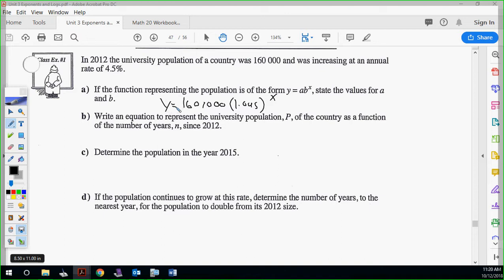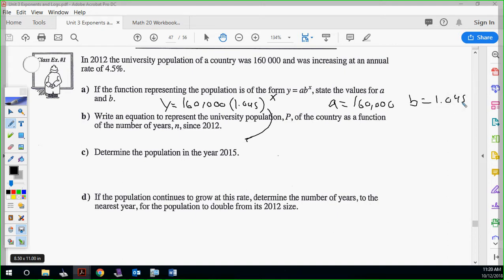That'll be your population. Oops, I kind of wrote ahead, sorry. This is for part B. They just wanted us to say what A is. A is 160,000. B is 1.045. So part B is the equation.